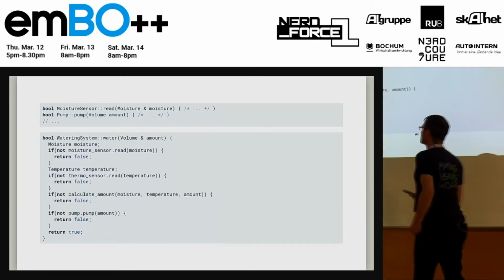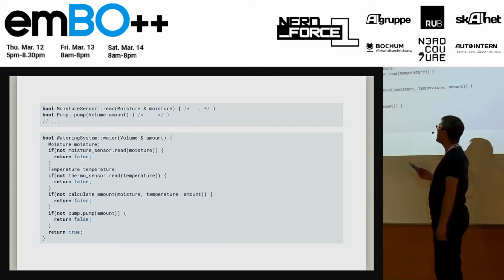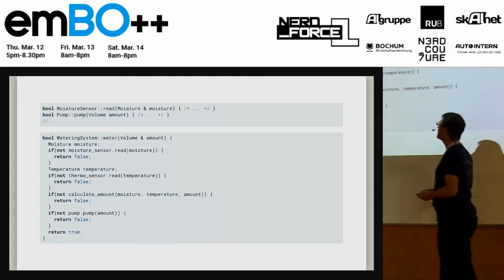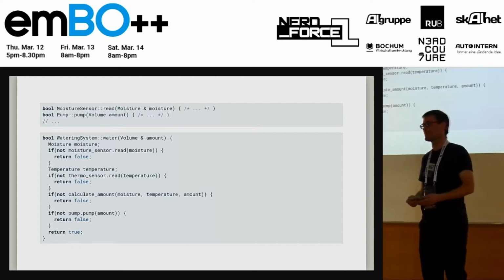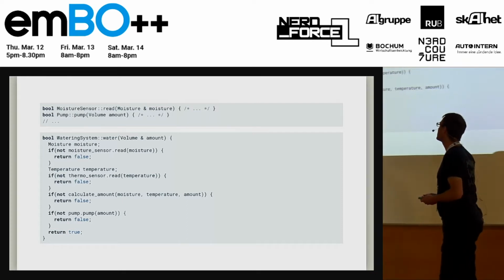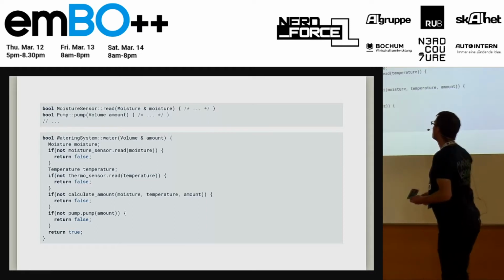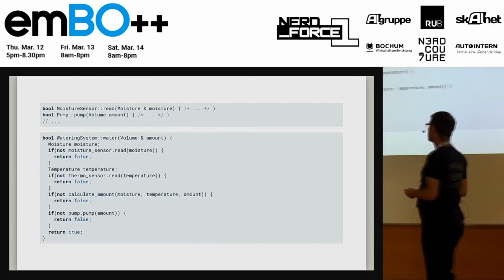Another pattern is maybe the same as before. It still returns a bool and the output value comes as an output parameter. It's just the arrangement that is different. It's these early return statements. I try to do something. If it goes wrong, I just return, and if not, I go to the next step.